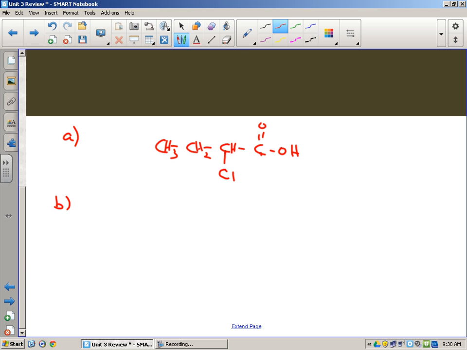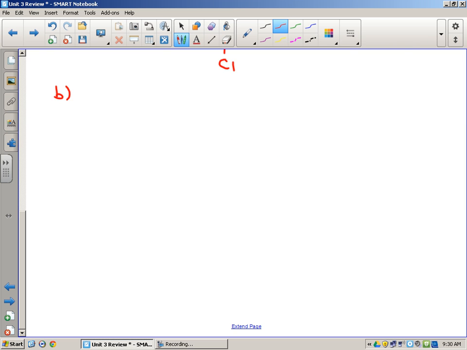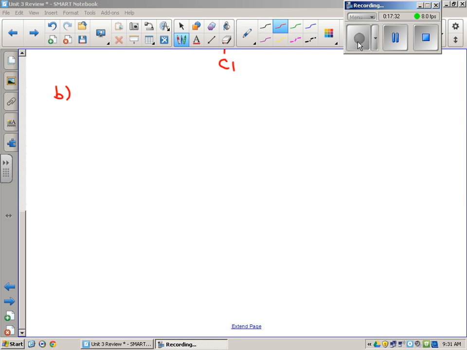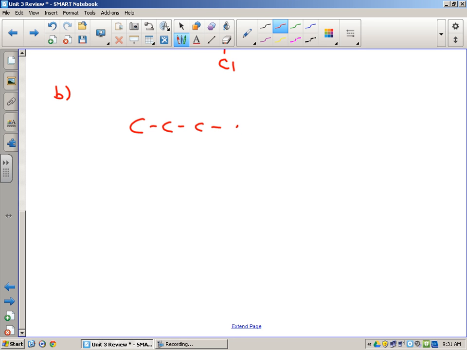B is ethyl butanoate. This one here is ethyl butanoate. Butanoate, of course, that's the 4 carbons, the butanoate part, and then on this side, ethyl. So ethyl butanoate for that one.